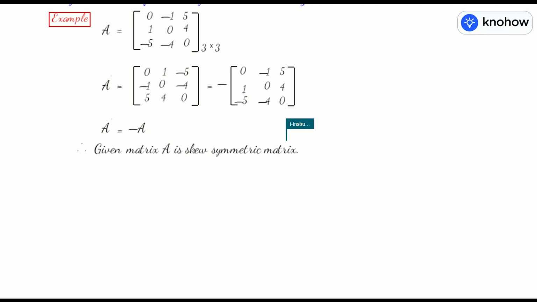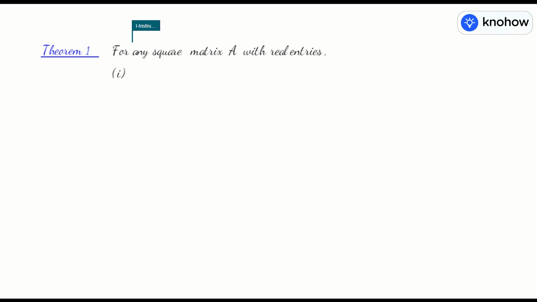Let us have a theorem based on symmetric and skew symmetric matrix. Call it theorem 1. Note down the statement. For any square matrix A with real entries, number one, the sum of a matrix with its transpose, A plus A dash, is symmetric, but the difference, that is A minus A dash, is always skew symmetric. It is easy to prove.